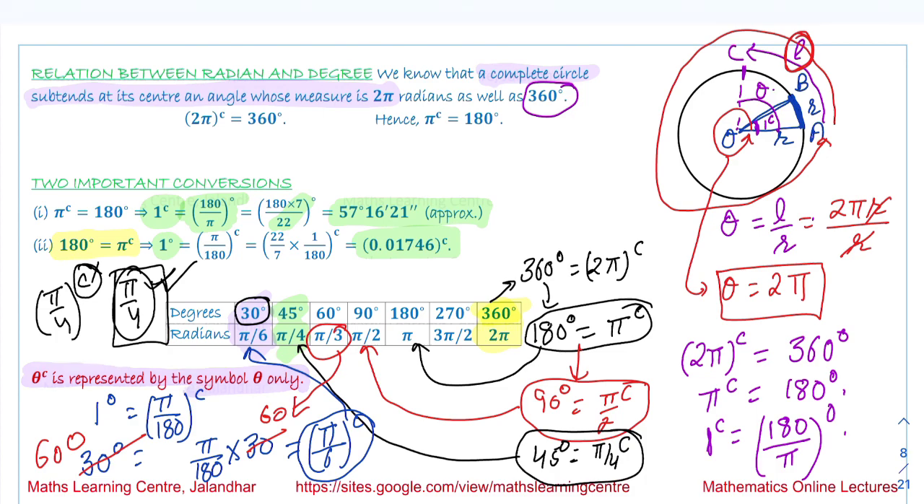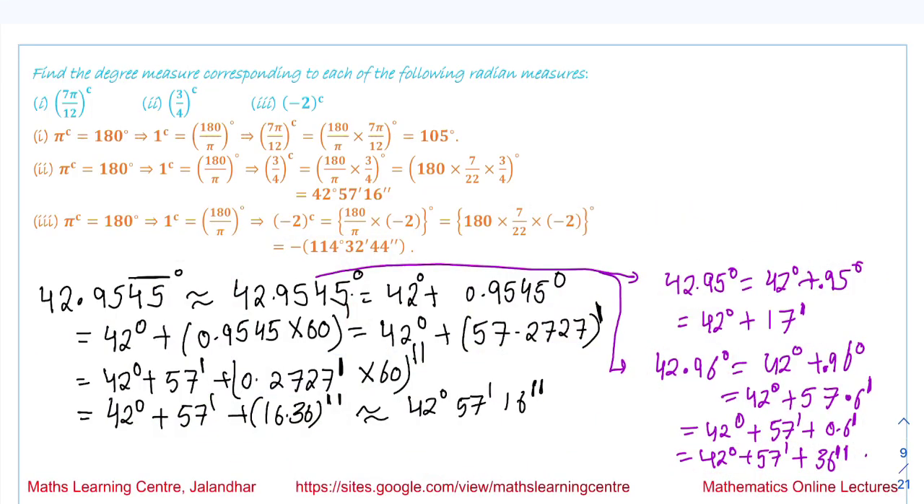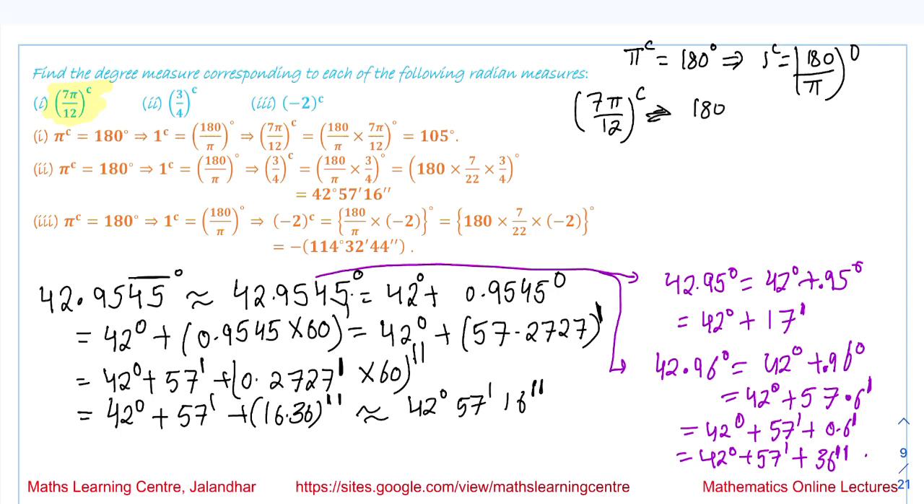Now the next question is: find the degree measure corresponding to each of the following radian measures. The first is 7 pi by 12 radians. We know that pi radians is equal to 180 degrees, so 1 radian is equal to 180 over pi degrees. We want to calculate the value of 7 pi by 12 radians. The answer is 180 by pi into 7 pi by 12, which is equal to 105 degrees.